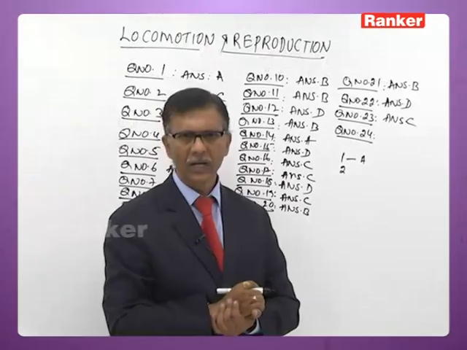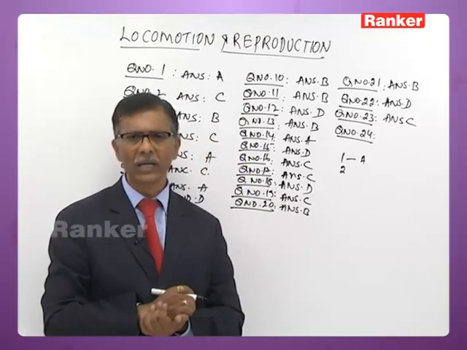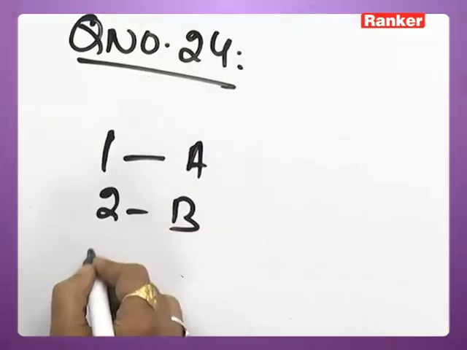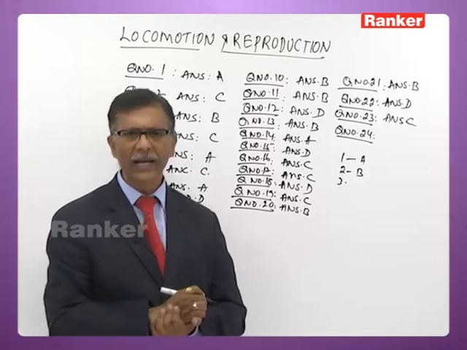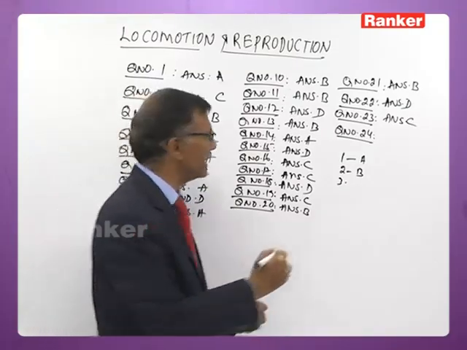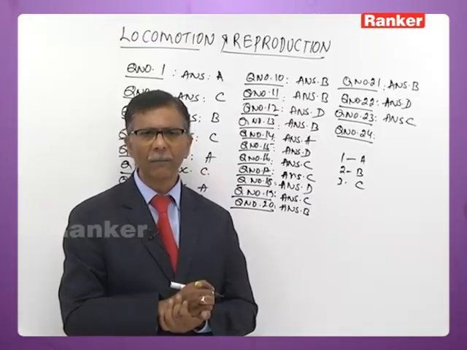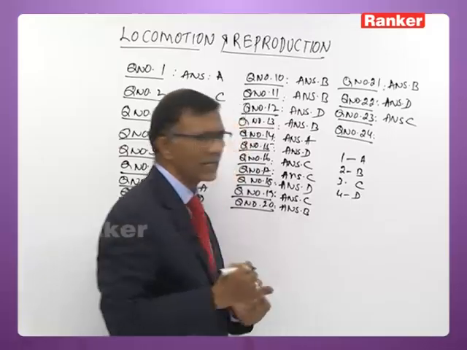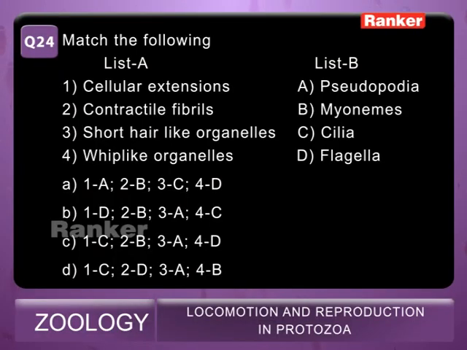Then 2, contractile fibrils. Myonemes are usually contractile in nature. So, 2B. 3, short hair-like organelles are cilia. So, 3C. Then whip-like organelles are flagella, 4D. So, the correct answer is 1A, 2B, 3C, 4D. So, the correct answer for question number 24 is A.